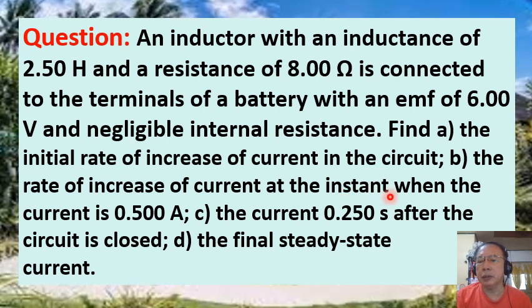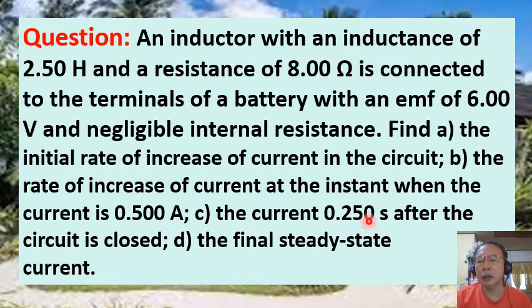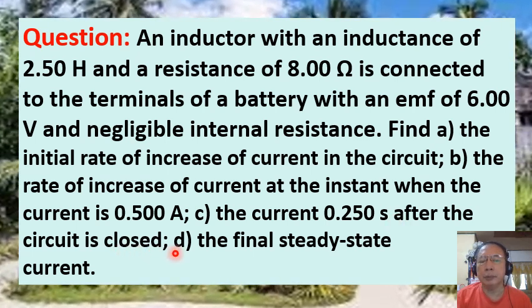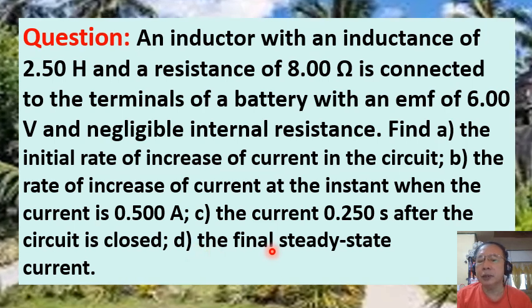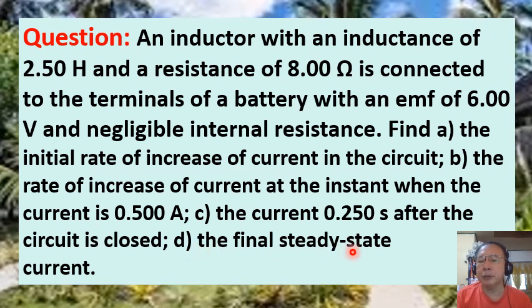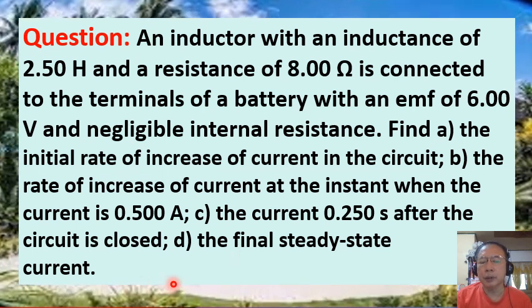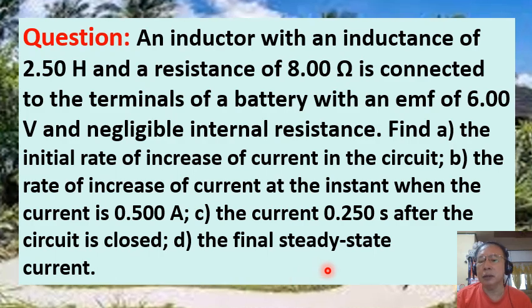Question letter B. Find the rate of increase of current at the instant when the current is 0.500 amperes. Question letter C. Find the current 0.250 seconds after the circuit is closed. And question letter D. Find the final steady state current.